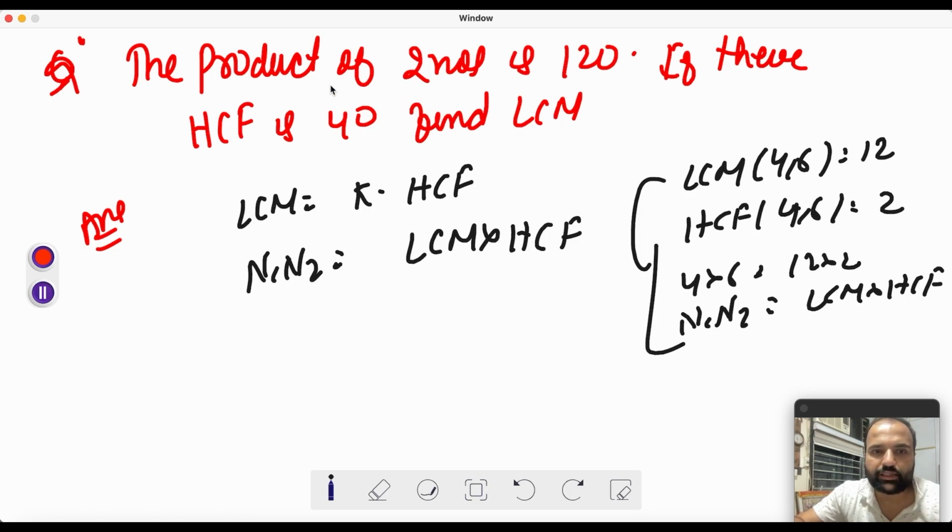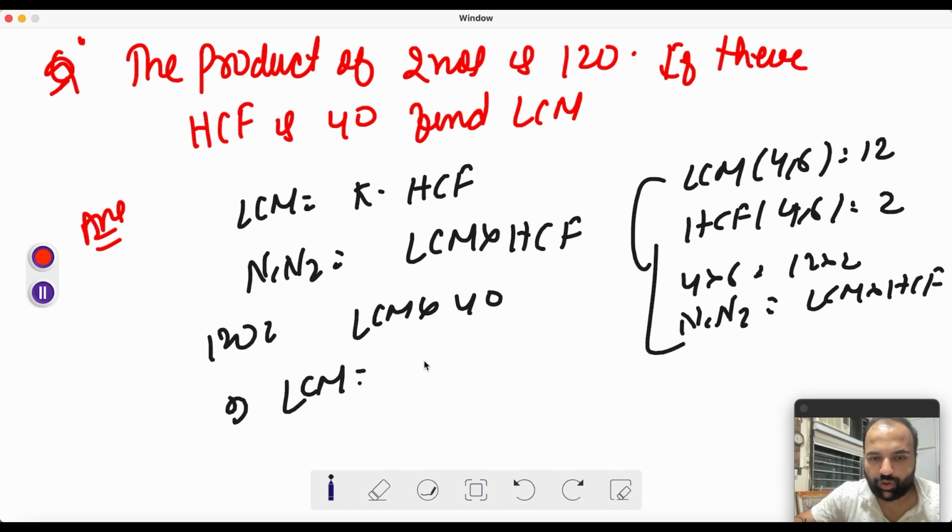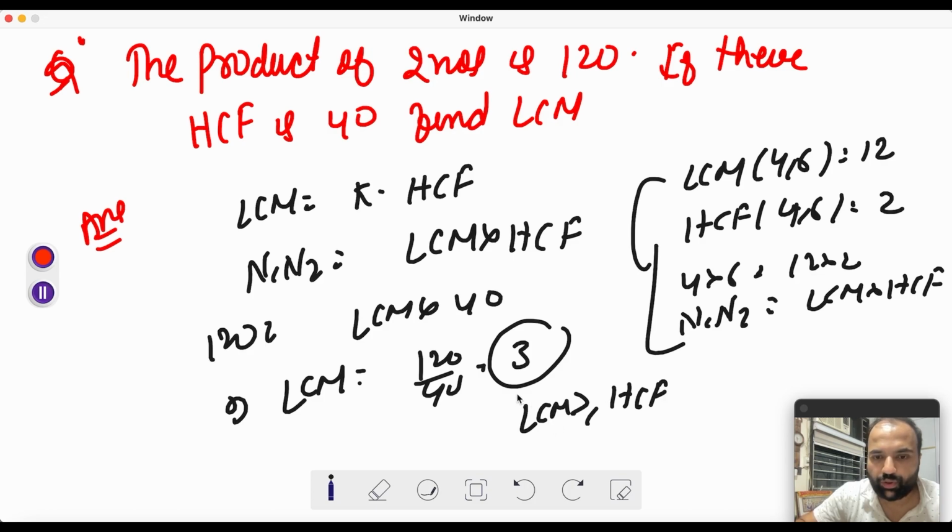It says the product of two numbers is 120. LCM we need to find. HCF is 40. So very simply, LCM would be 120 by 40, which equals 3. We can be tempted to give the answer as 3, but it would not be true. Why? Because LCM is always greater than or equal to HCF. LCM is coming as 3 and HCF is 40, so this rule does not satisfy this equation. Therefore the answer will be inconsistent data or none of the above. Whatever the options are, you need to find that accordingly.